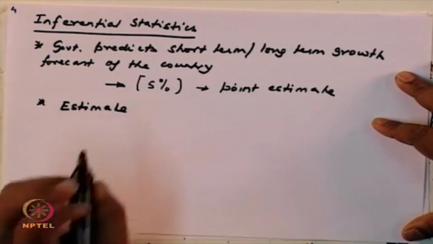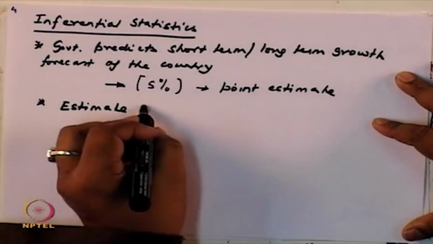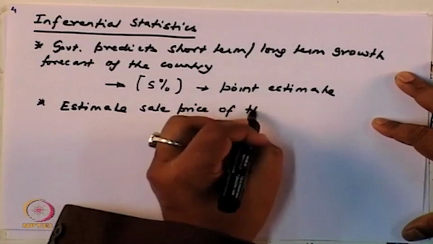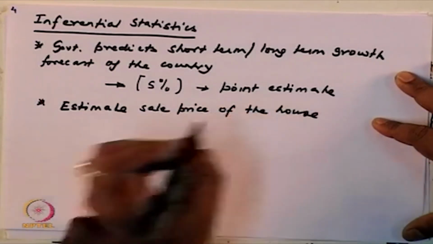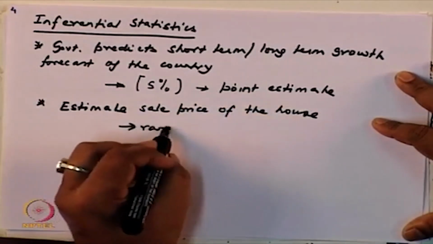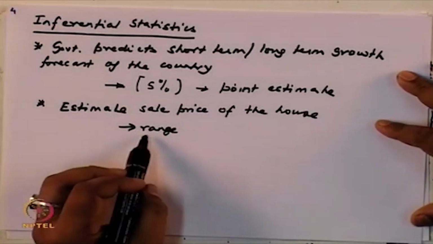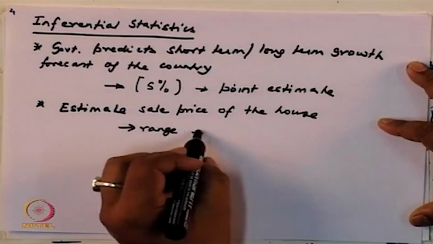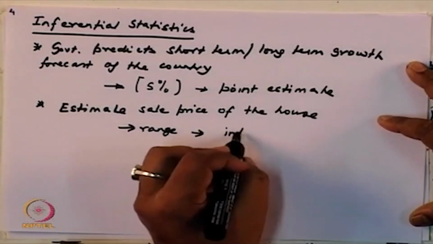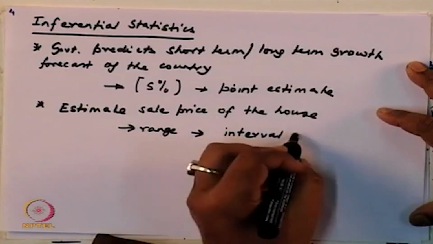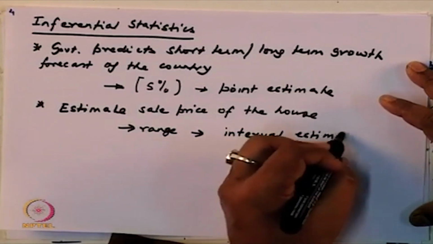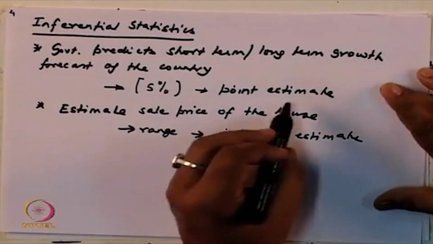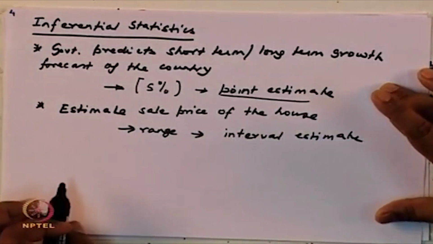So you have a house, you want to sell it, you want to estimate the sale price of the house. So this can be a range. What is the minimum you can expect to get, what is the maximum you can expect to get. So in this case what you come up with is something called an interval estimate. Okay. So now consider the point estimate. Let us take the first example, which is a point estimate.